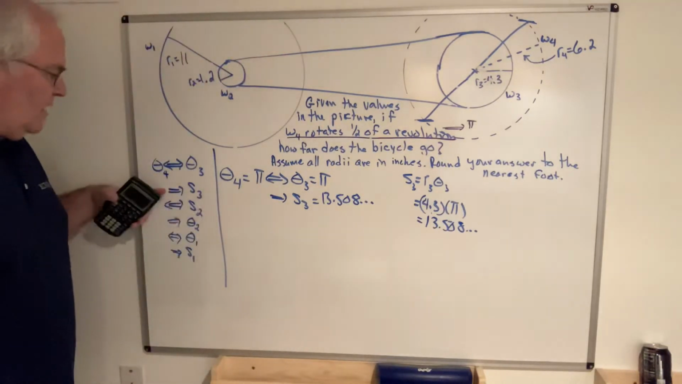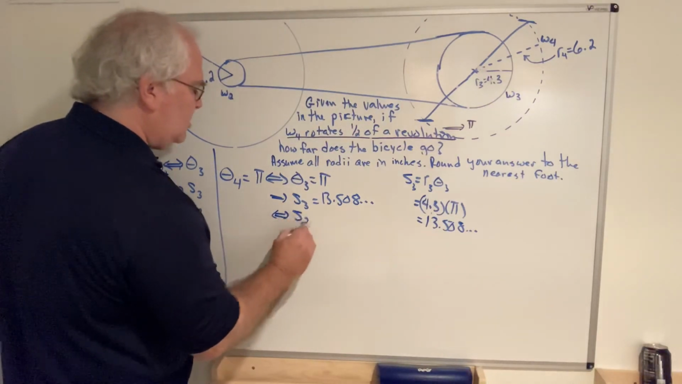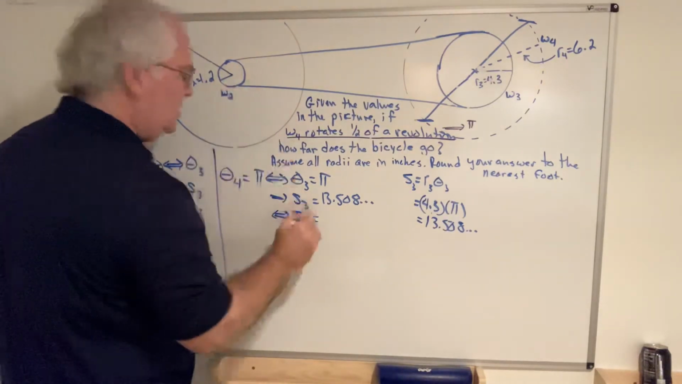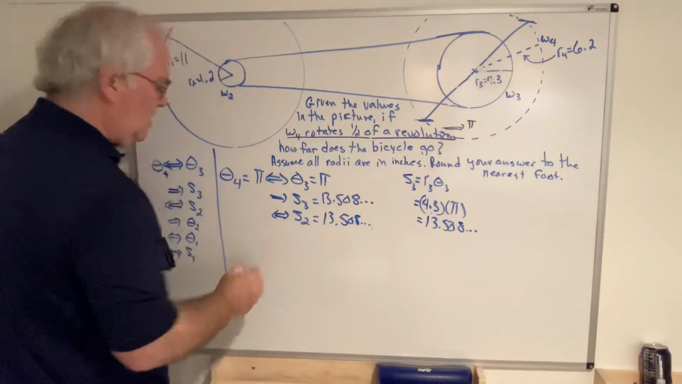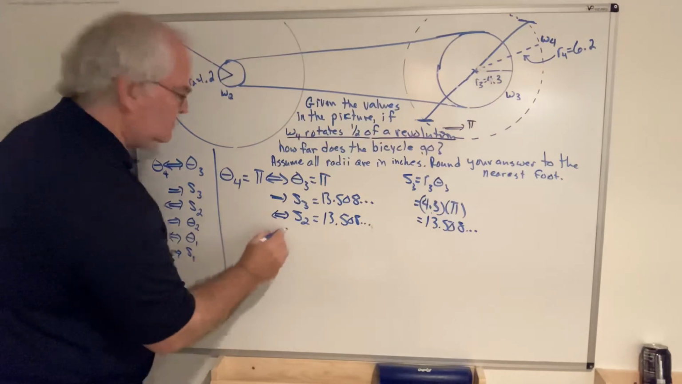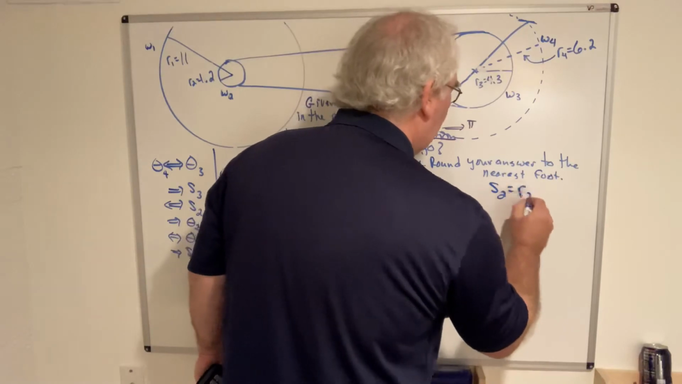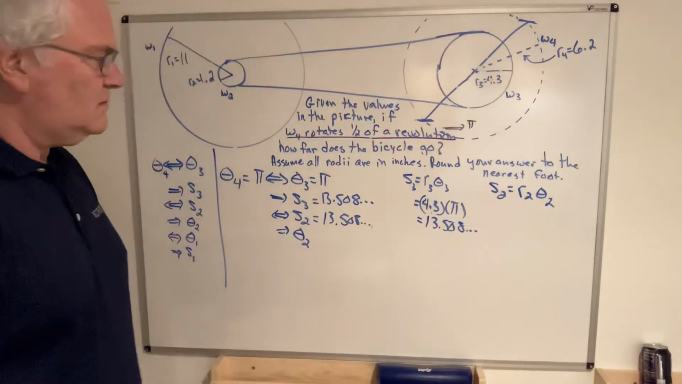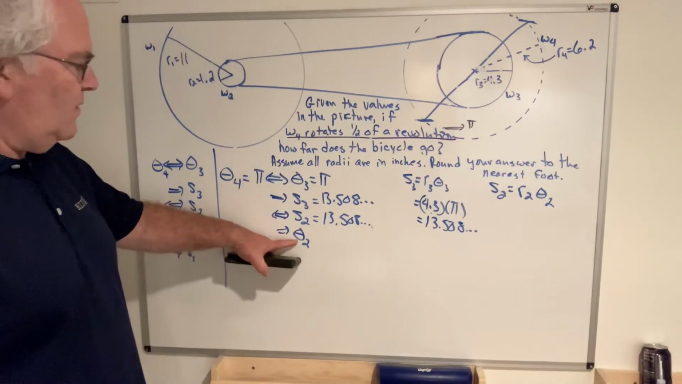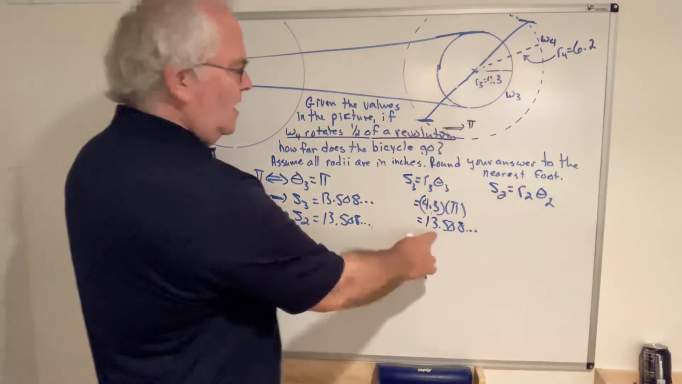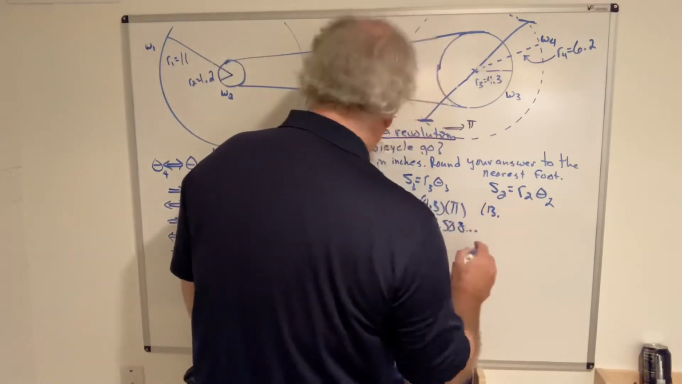All right, that's my S3. What's next? That is equal, that's the same thing. We get S2 for free. So now we're back here on this smaller sprocket. That's still 13.508 and so on. From that, we can compute theta 2 because we know S2 is equal to R2 theta 2. Plug in the values you know and back solve for the one you want. We need to know theta 2. We know that S2 is 13.508.